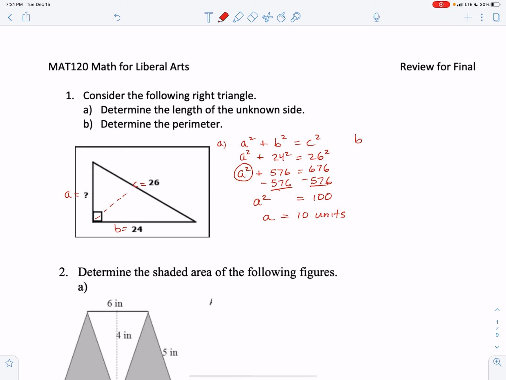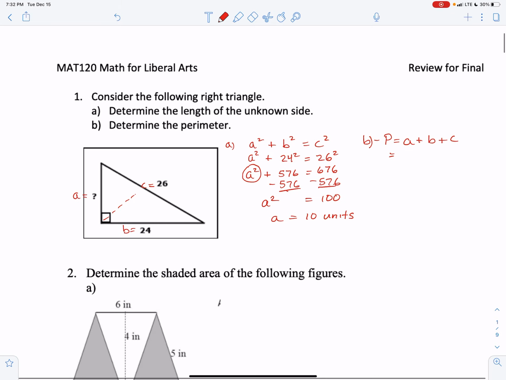For B, we want the perimeter of the triangle. So the perimeter is just the distance around the exterior of that triangle. So I can find that just by adding the lengths of side A plus side B plus side C. So A we found to be 10, B is 24, C is 26, so we get a total of 60 units.